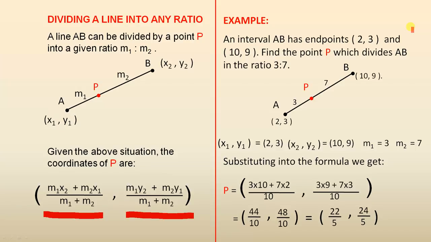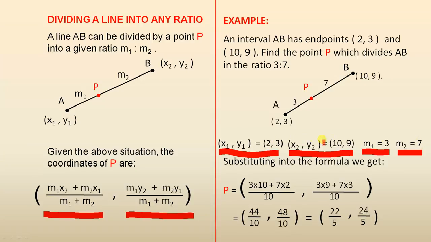An interval AB has endpoints (2, 3) and (10, 9). Find the point P which divides AB in the ratio 3:7. Now I've put the sketch here so we can have a good look at what's happening. Here is the point (2, 3). There's the point (10, 9). The line is divided in the ratio 3:7, and we need to find the coordinates of P. So we have x1, y1 here, x2, y2 there, m1 is 3, and m2 is 7.